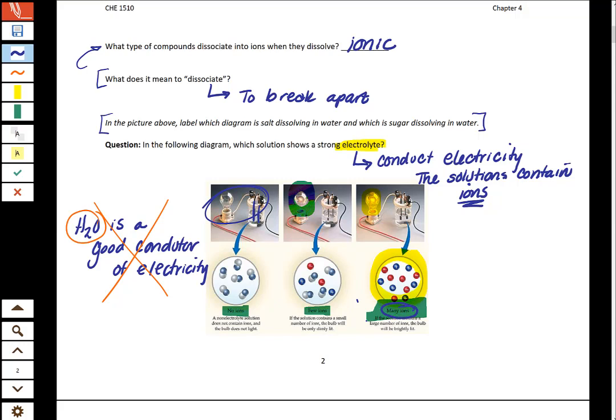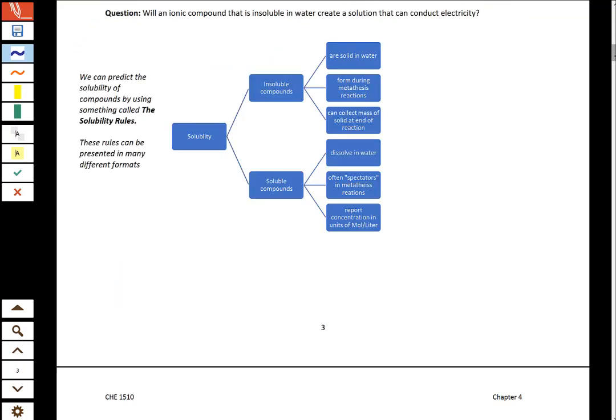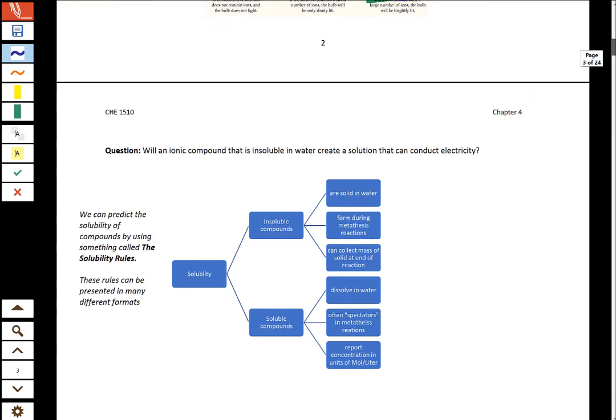So as we start to talk about this idea of conducting electricity, we also need to cover, oops, goodness, I went too far. Oh, no, I didn't. When an ionic compound is going to conduct electricity. So basically, the idea of solubility.